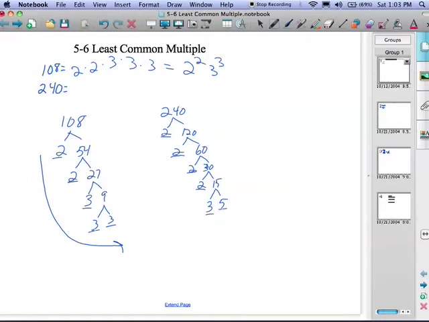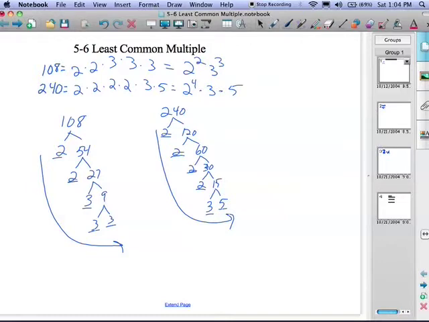So 240 is 2 times 2 times 2 times 2 times 3 times 5. And we want that in exponential form. It's going to be 2 to the 4th power times 3 times 5.